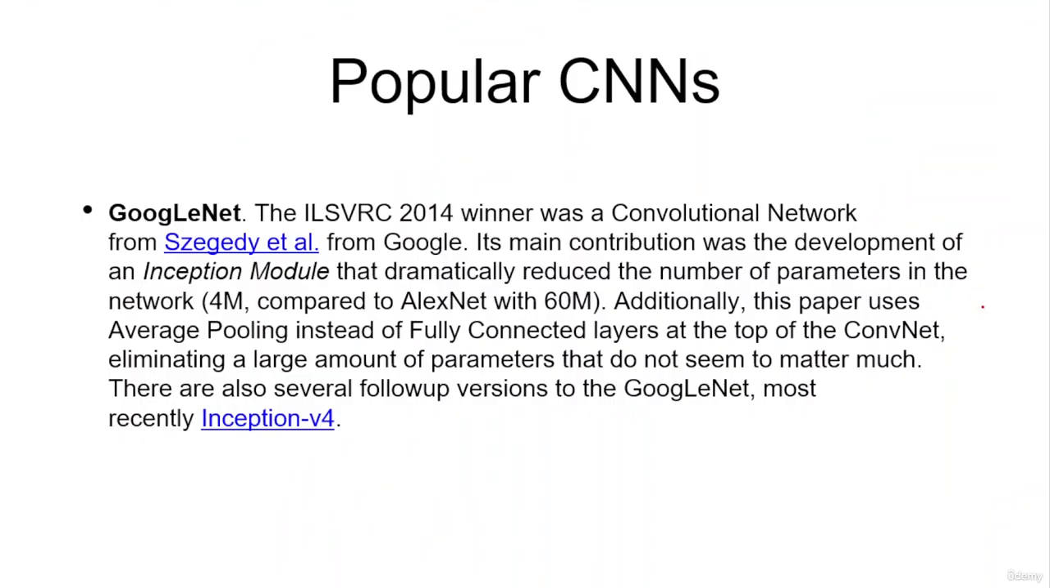Another popular CNN was GoogLeNet. The ILSVRC 2014 challenge winner was a CNN from Google. Its main contribution was the development of an inception module that dramatically reduced the number of parameters in the network as compared to AlexNet. Additionally, this paper uses average pooling instead of fully connected layers at the top of the convolutional net, eliminating a large amount of parameters that do not seem to matter much. There are also several follow-up versions to GoogLeNet.